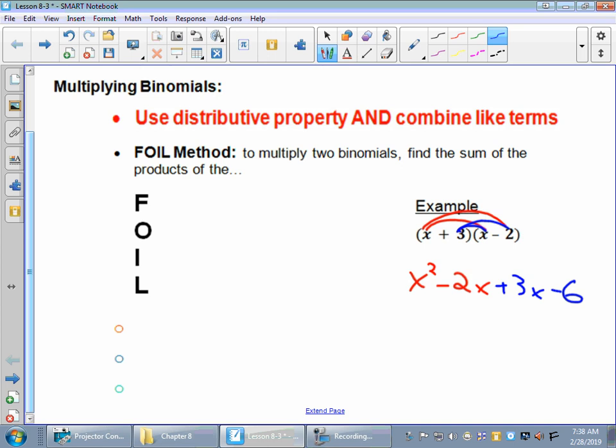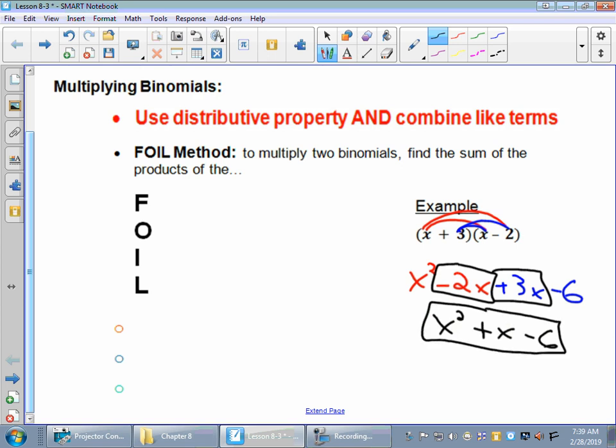Now we just have to combine like terms. Is there anything that needs to be combined here? Well, you've got a negative 2x and a positive 3x, so we can combine those to make a positive x. Nothing to combine the x squared with, so that can come right down. Same with the negative 6. And so our answer would be x squared plus x minus 6. So that's just doing the distributive property and combining like terms.